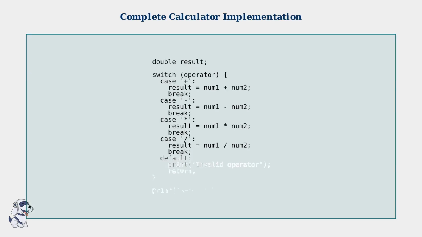Here's our complete switch statement implementation. We declare a result variable, then use switch to check the operator. Each case performs the appropriate calculation and stores it in result. Notice the break statements after each case. These prevent the code from falling through to the next case. The default case handles invalid operators by printing an error and returning early.